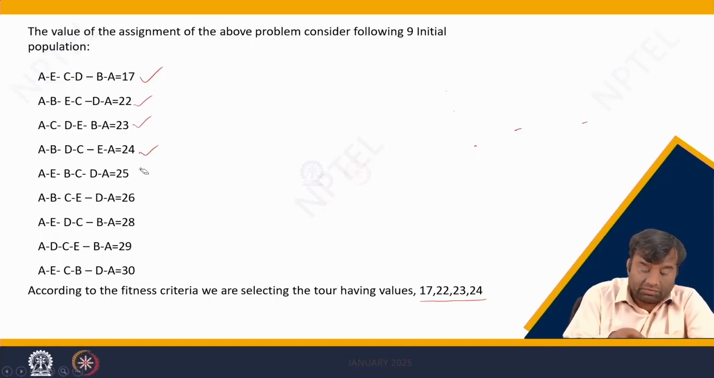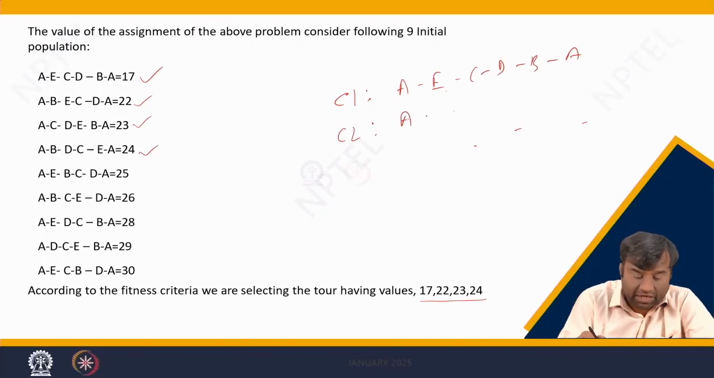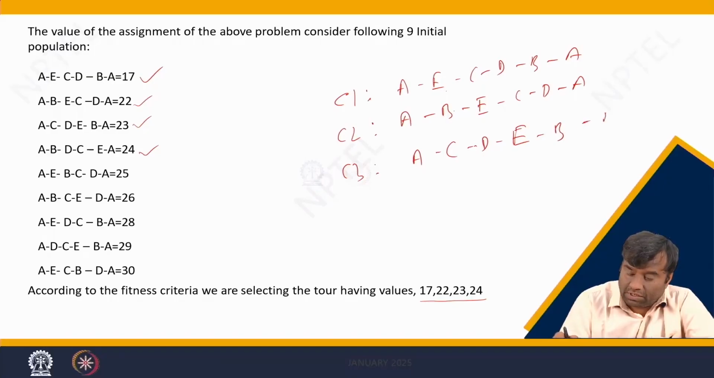So we are considering these values. We are considering chromosome 1. So I am writing it C1, which is equal to A, E, C, D, B, A. We're writing chromosome 2, which is A, B, E, C, D, A. Chromosome 3, which is A, C, D, E, B, A. Chromosome 4, which is A, B, D, C, E, A.